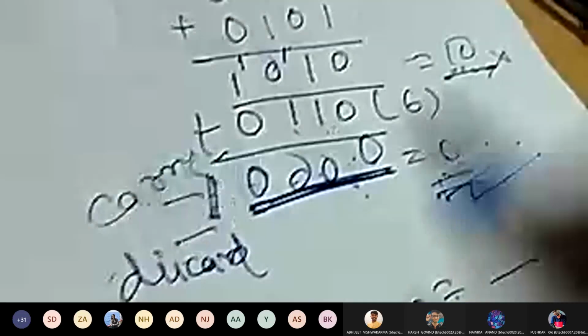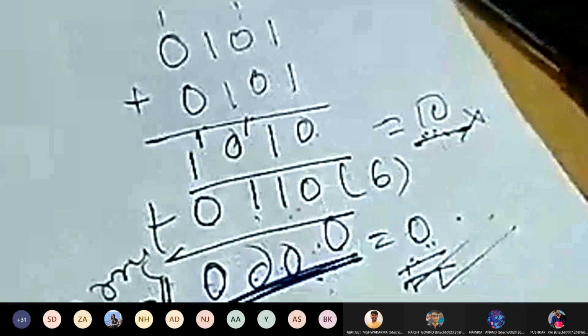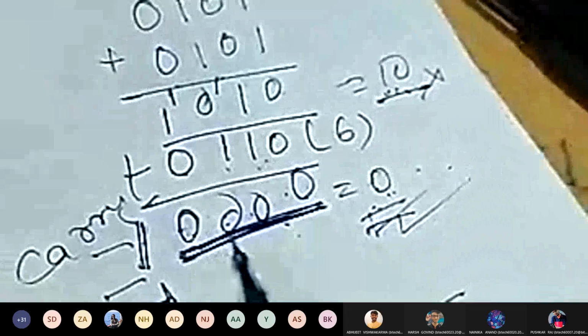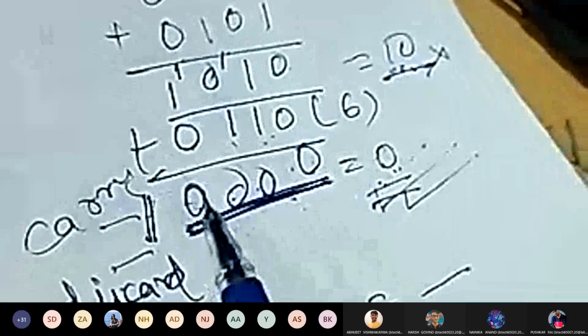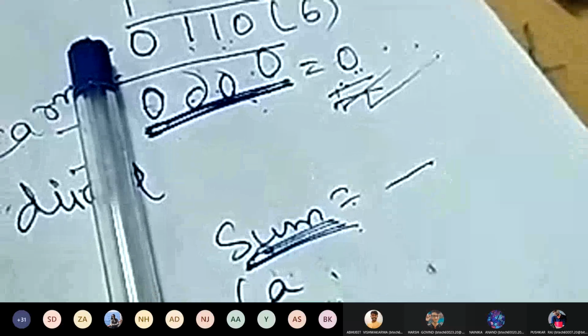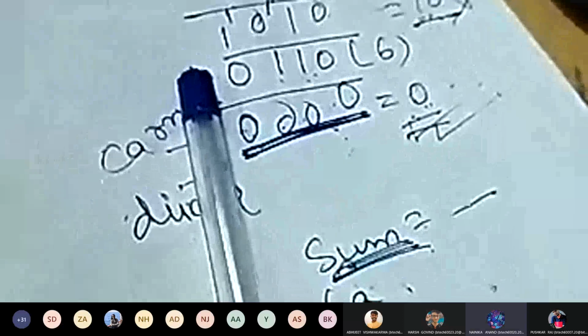But in case of BCD, we will discard this carry, we will remove this carry. If we do not remove this carry, how many bits are you going to get? 5 bits. We don't need 5 bits, we need only 4 bits. So we will just discard it, hide it, remove it. So what value are you getting? 0, 0, 0, 0. Now this 0, 0, 0, 0 is your BCD number. Now it is clear? Yes, clear.